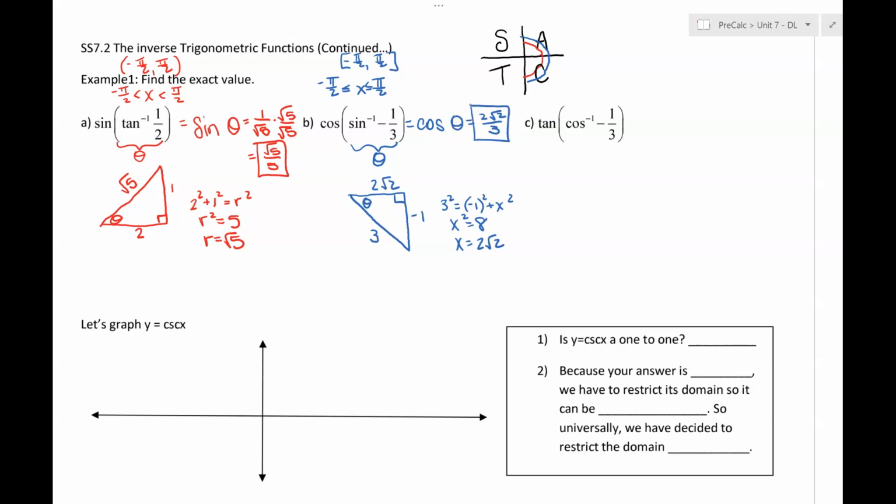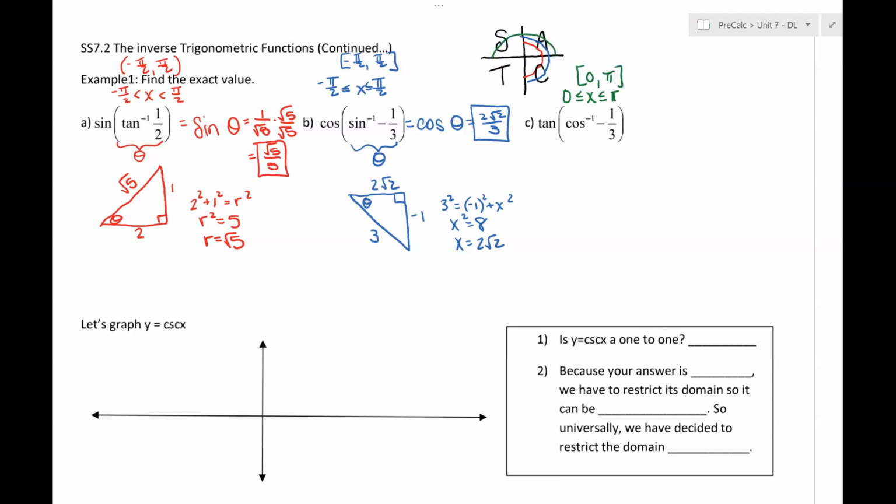All right, last but not least is cosine. Now, inverse cosine is a little bit different. Inverse cosine is between 0 and pi, because in the first and second quadrants, cosine is positive and then negative. So in interval notation, it looks like this.